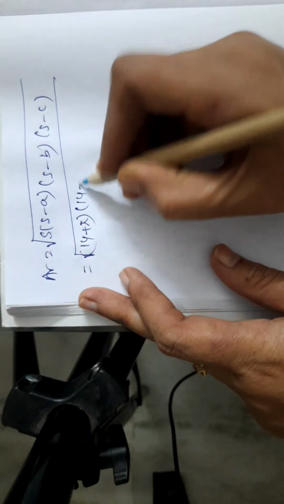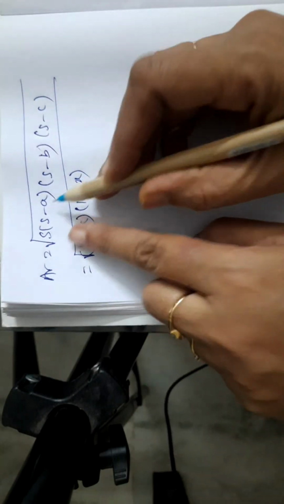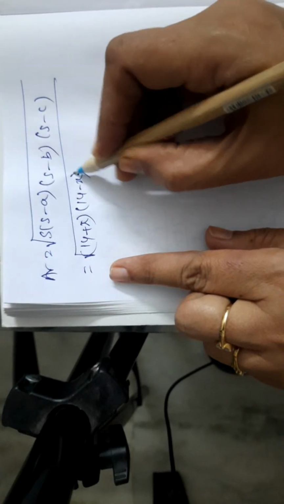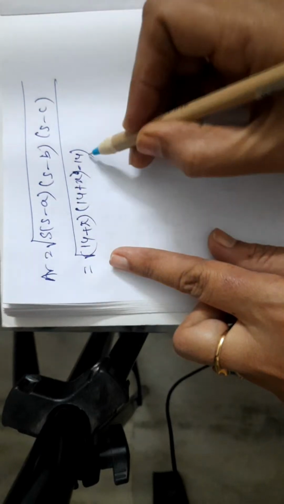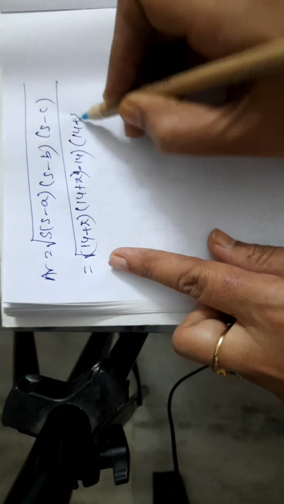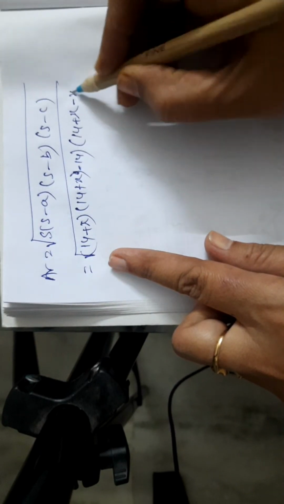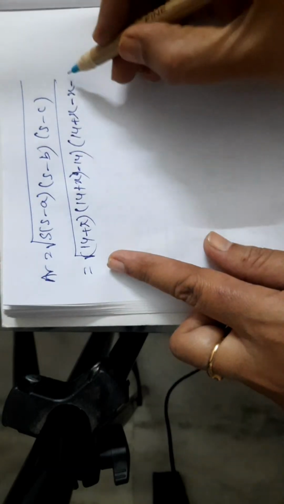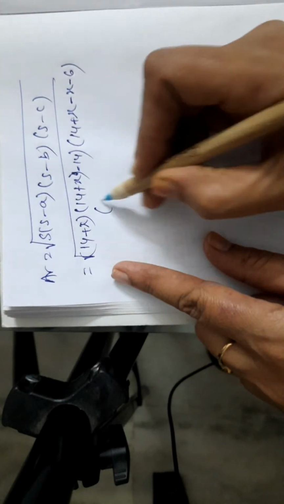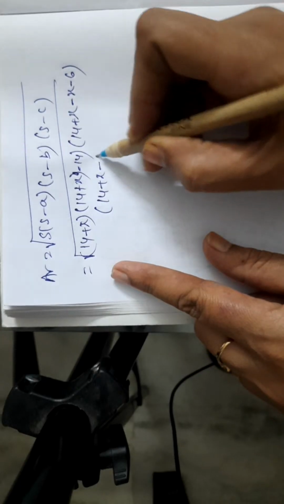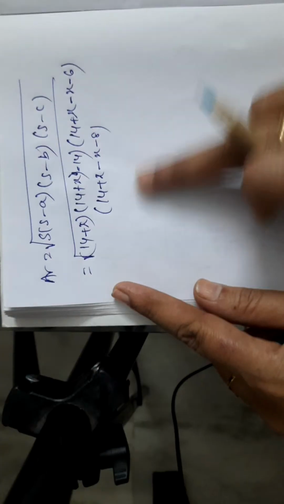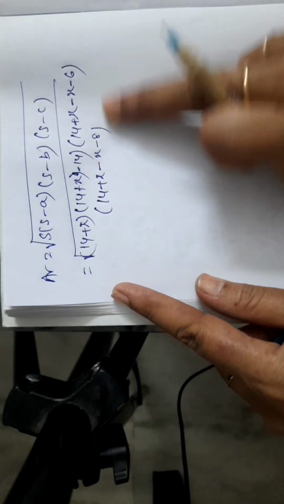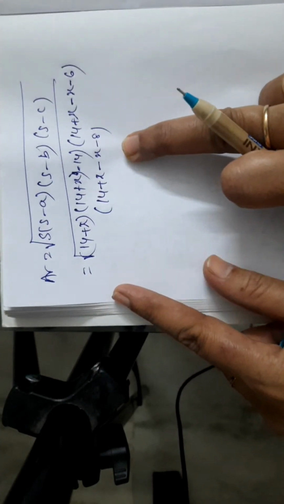Now 14 minus x, and A is one of the sides, so it's minus 14. 14 plus x minus 14, 14 plus x minus 6, one of the sides. Again 14 plus x minus 8. We took the different values where A, B and C are subtracted from S.